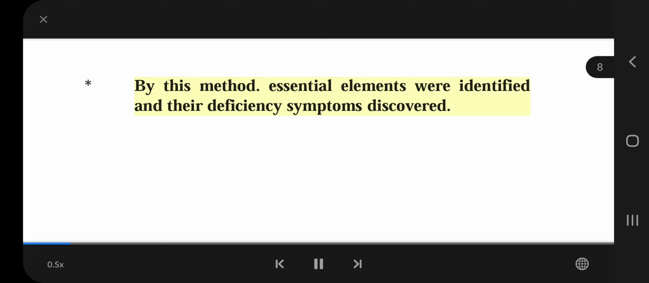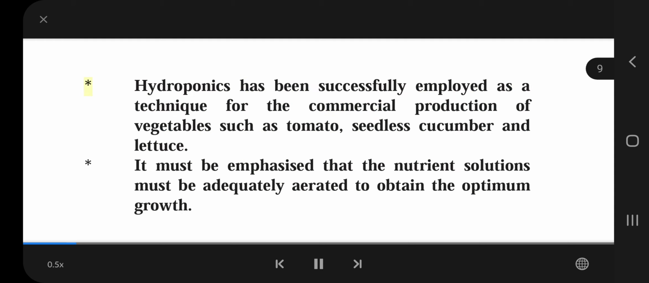By this method, essential elements were identified and the deficiency symptoms discovered. Hydroponics has been successfully employed as a technique for the commercial production of vegetables such as tomato, seedless cucumber and lettuce. It must be emphasized that the nutrient solutions must be adequately aerated to obtain the optimum growth.